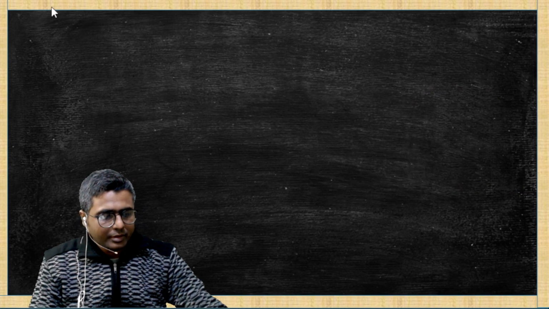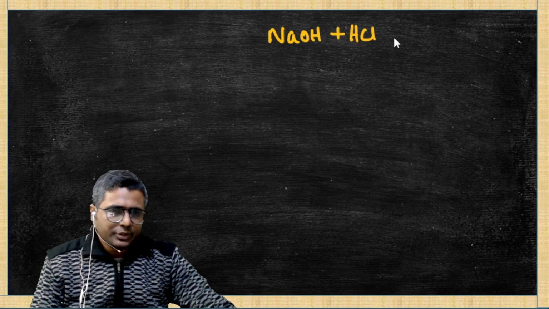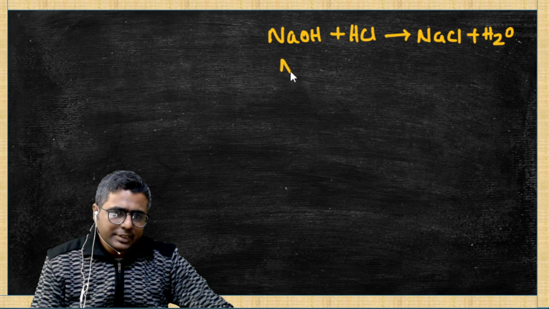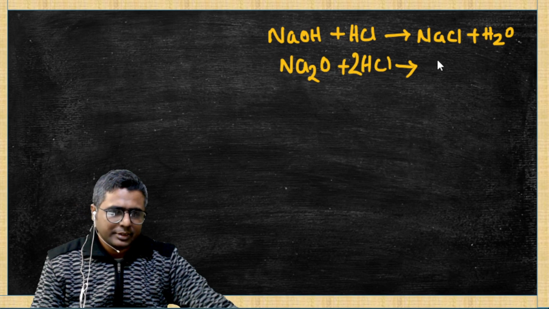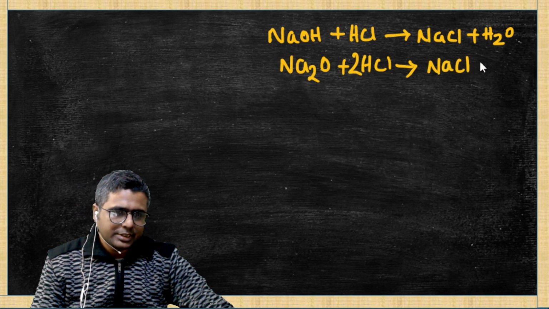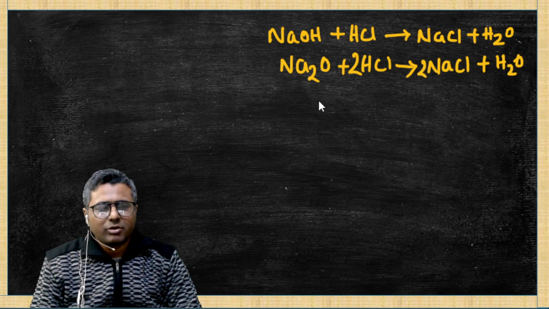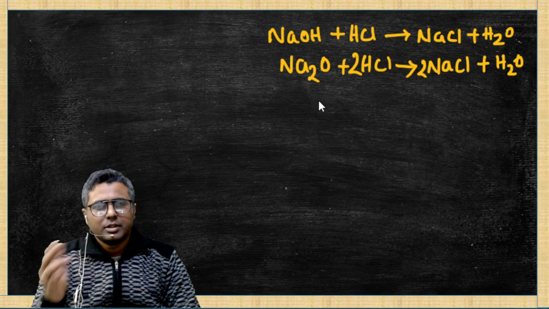Next, as we have already discussed, NaOH plus HCl is going to give me NaCl plus water. Similarly, if it is a metal oxide and it reacts with HCl, metal oxide is also a base, so it will give you the same reaction, nothing different. It will also give you NaCl plus water. So metallic oxide is also going to react with your dilute acids to give you salt plus water.